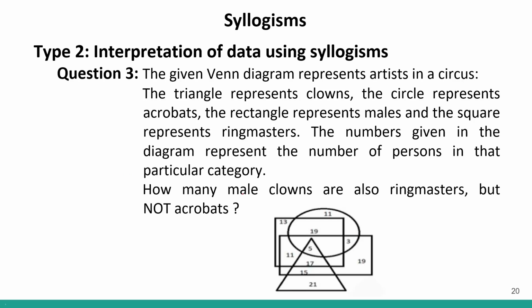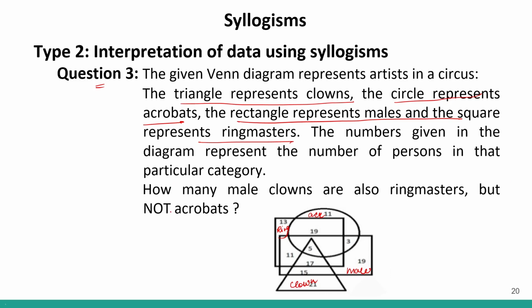Okay. Question number 3, same concept. The given Venn diagram represents artist in a circle. Triangle represents clown. So this is clown. Circle represents acrobats. So this is acrobats. Rectangle represents males. So male. And square represents ringmaster. So square is ringmaster. The numbers given in the diagram represent the number of persons in that particular category.